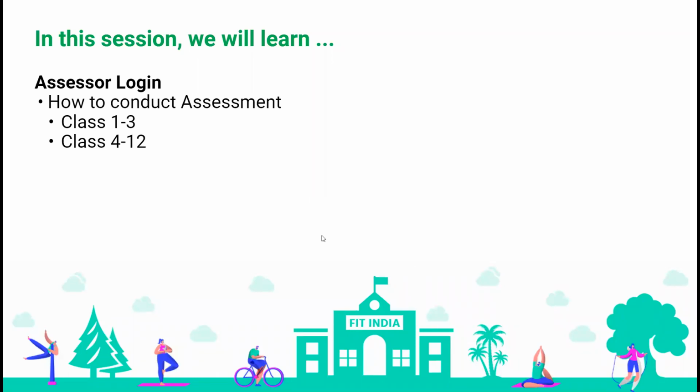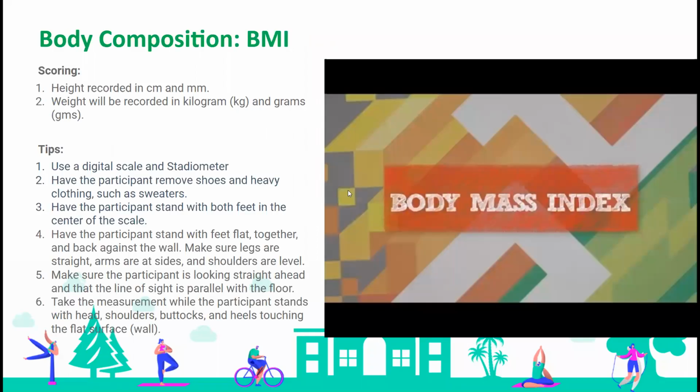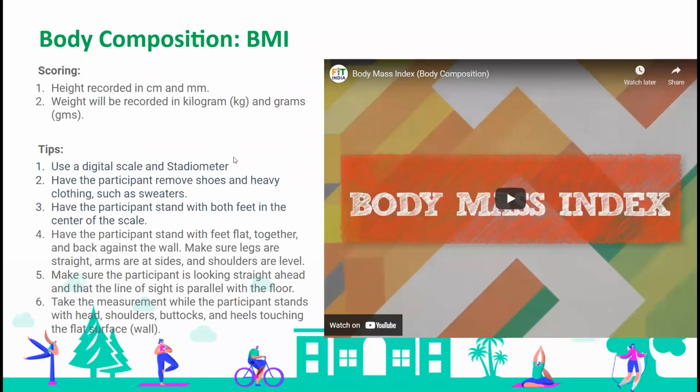In this session, we are going to learn about how should the assessor log in and how to conduct the assessment for class 1, 2, and 3, which is a separate battery of test, and class 4 to 12, which is another battery of test. So let's look at class 1, 2, and 3, age group 5 to 8 years. So there are three tests. The first test is called body mass index. Let's look at how to do the BMI test.